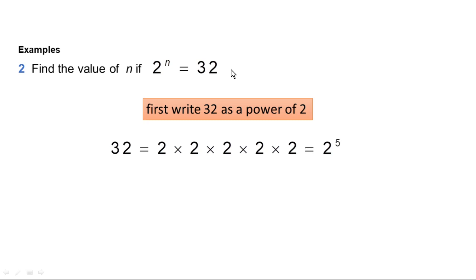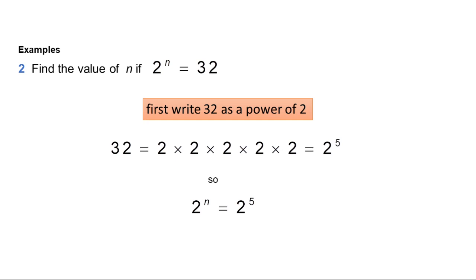Remember, if you multiply 2 to itself 5 times, it will become 32. So I can write this as 2 times 2 times 2 times 2 times 2, or 2 raised to the power of 5. So 32 can also be written as 2 raised to the power of 5. So 2 to the power of n is equal now to 2 raised to the power of 5.